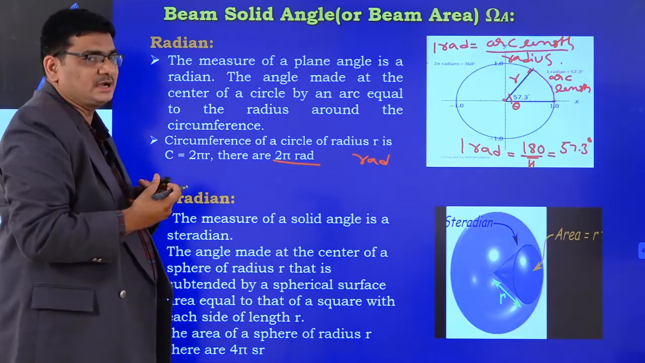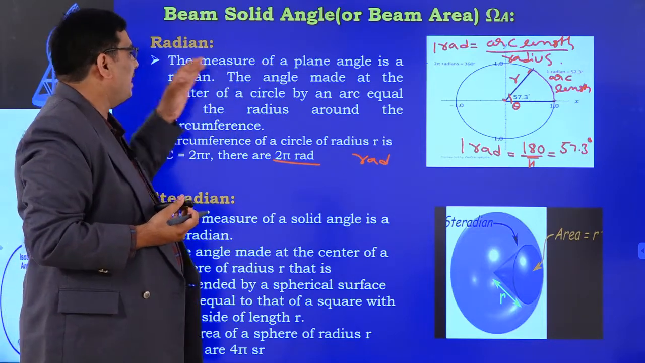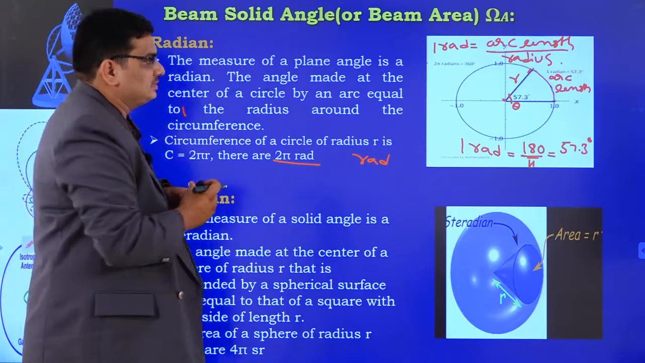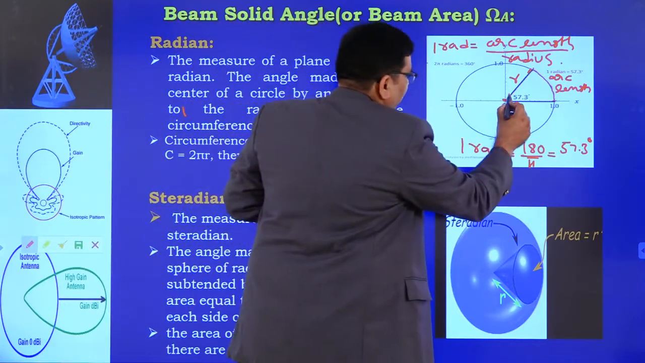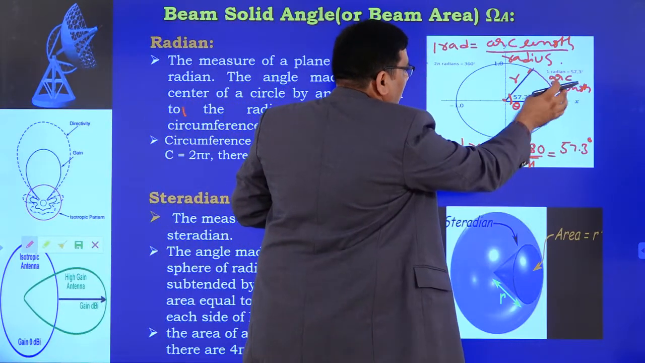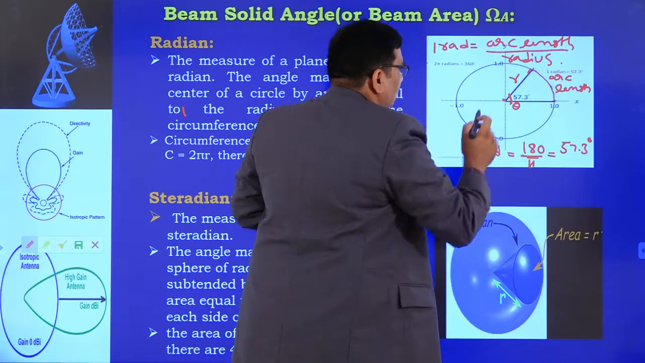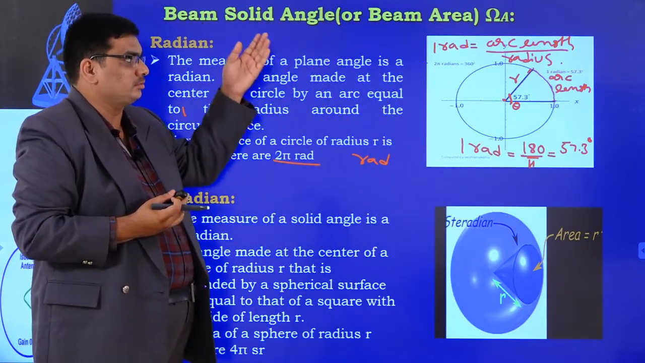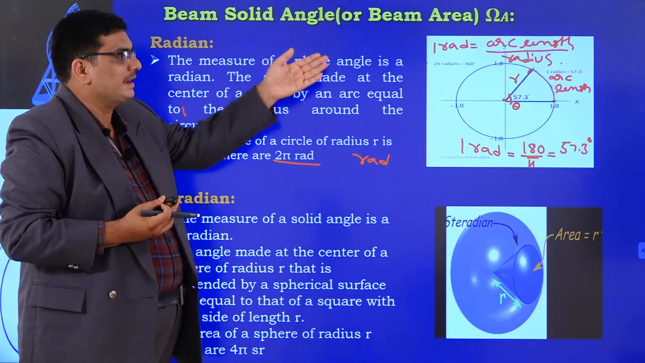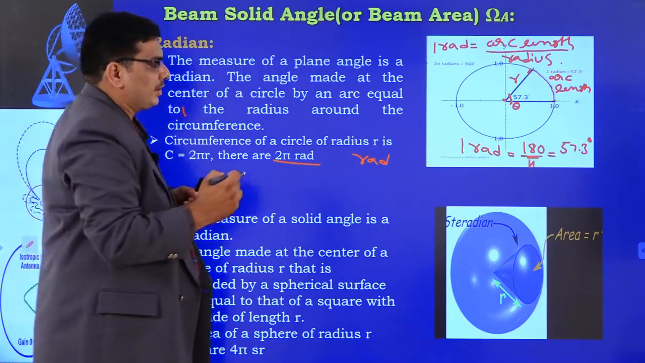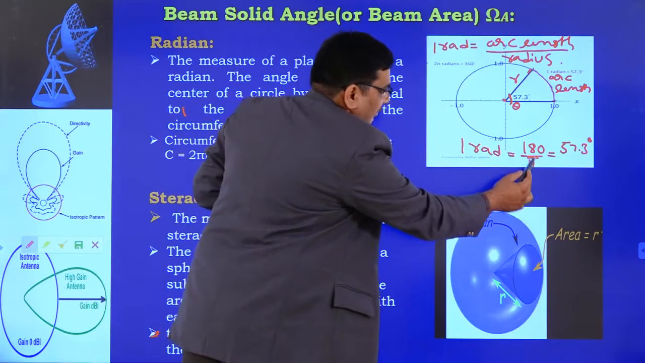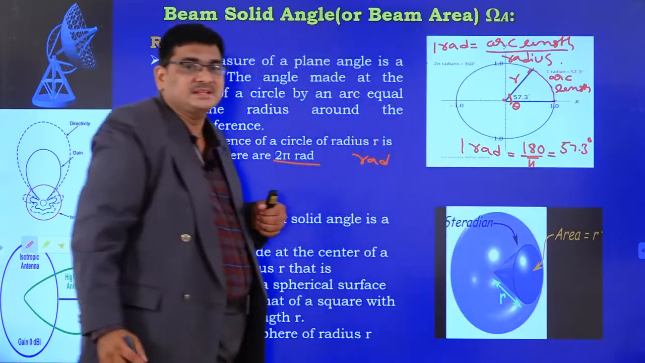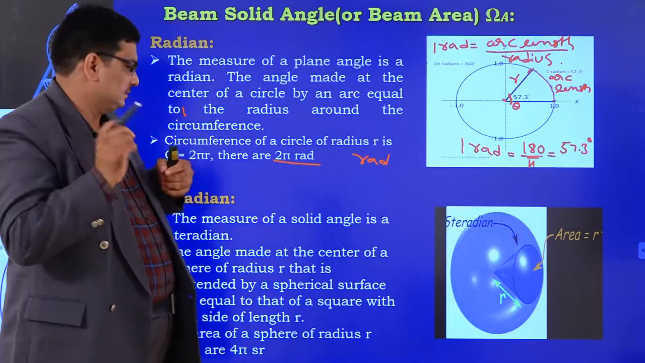So, the measurement of a plane angle is by radian, and from the center we are measuring this angle with the arc length on a circle. 1 radian is equal to arc length divided by radius. 1 rad is equal to 180 by pi, which is 57.3 degrees.